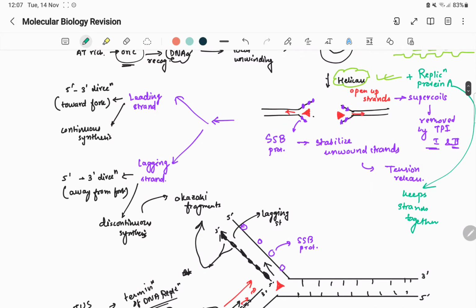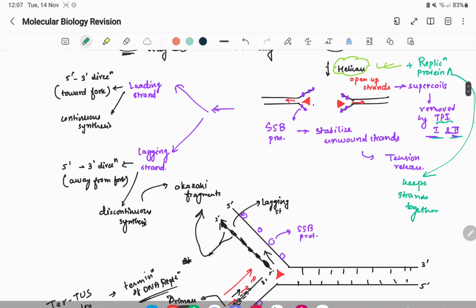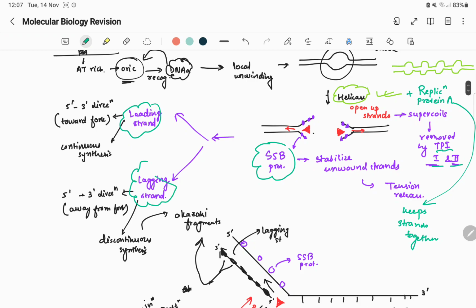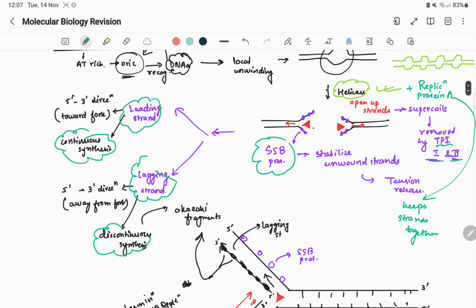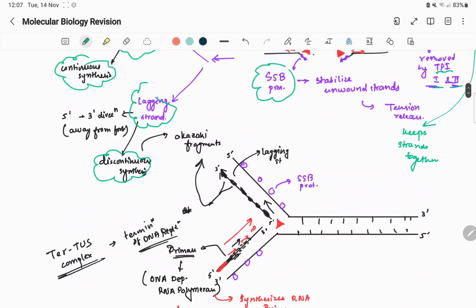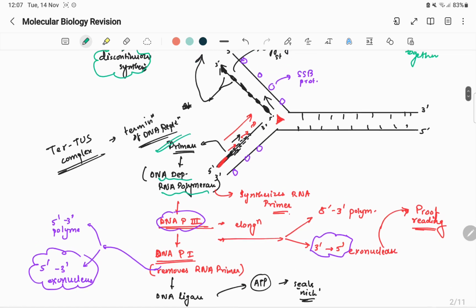Then we can have the topoisomerases 1 and 2, which will remove the supercoils, and the SSB proteins. The leading strand and lagging strand will be generated in the same manner. The leading strand will show continuous synthesis, and there will be discontinuous synthesis on the lagging strand. Then primase will come. Primase is a DNA-dependent RNA polymerase, so it will synthesize the RNA primer, understood.